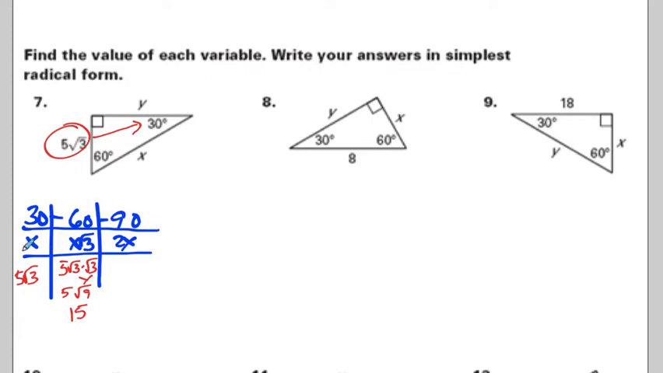Then to get the 90, you go back to the 30, which is 5 root 3, and you're going to plug that in where the x is at. So you're just doubling it. 5 root 3 times 2.